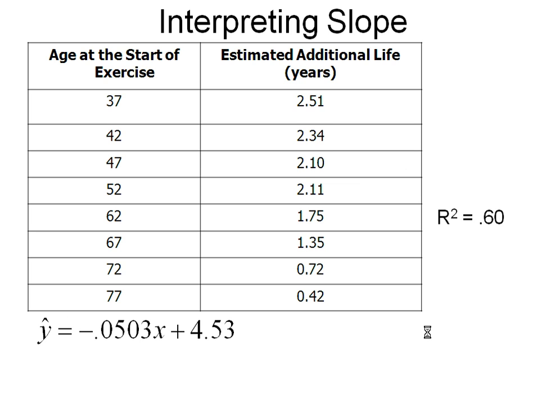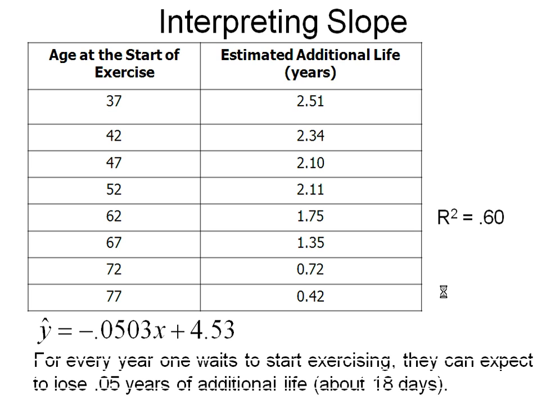Now, we can use technology to calculate that line of best fit for us, and here it is. But what you guys have to be able to do is interpret this line. Specifically, interpret this slope right here. And here's how we're going to do it. As the x values increase, this is the x variable, remember, or using context, we would say, for every year one waits to start exercising, that's the same as saying as the x values increase, they can expect to lose 0.05 years of additional life. Now, I got the 0.05.